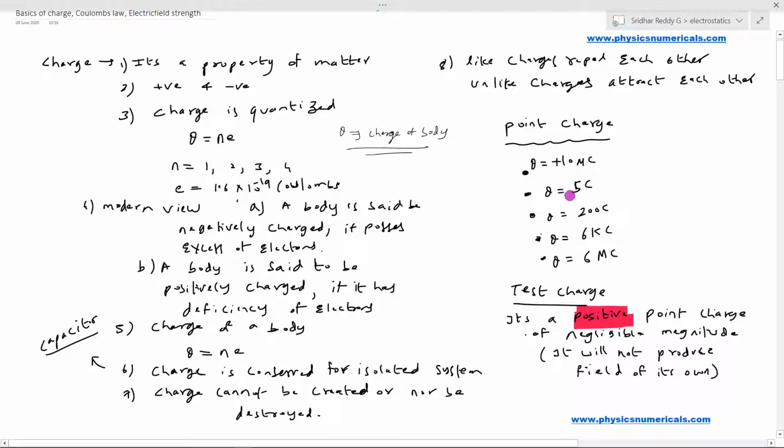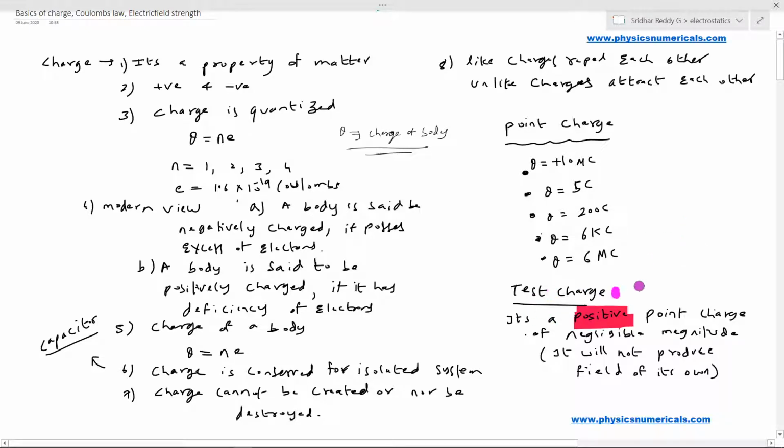Look at this: 5 coulomb, 200 coulomb, 6 kilocoulomb, 6 megacoulomb. So point charge doesn't mean it must have a very small amount of charge. The same point charge can have 6 megacoulomb also. I think this is very high. It can have any of these values. So our primary focus will be more on the point charge. Students think point charge means negligible magnitude, but it's not like that. It can have a very high amount of charge, something like 6 mega. Mega means 10 to the power of 6.